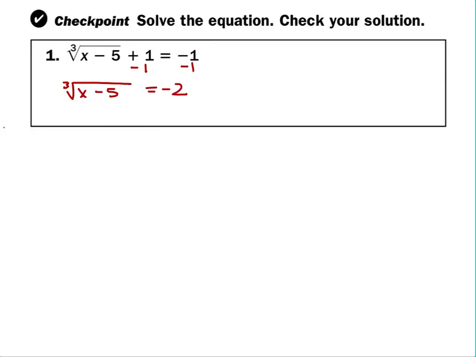Once we've isolated the radical, now we can raise it to the appropriate power. In example 1, we squared both sides, but that's because it was a square root. So here we're going to cube both sides, and that gives us plain x minus 5 equals negative 8. And that's something we can work with pretty quickly. You've got to add 5 to both sides. Boom. x equals negative 3.